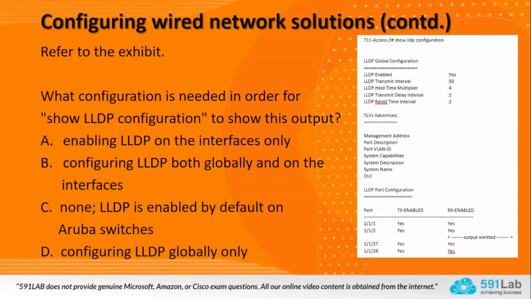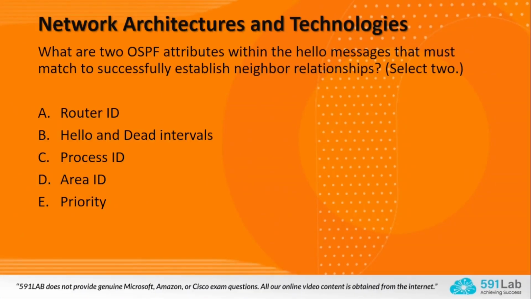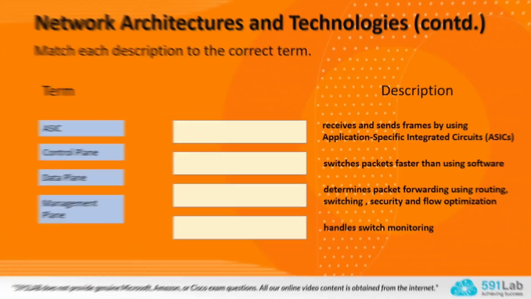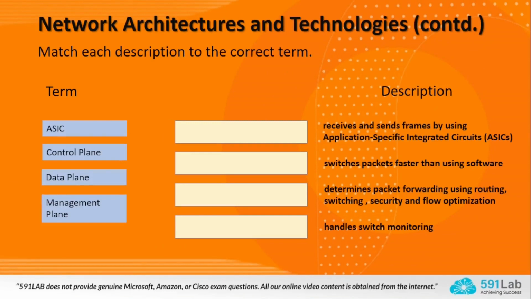Okay, refer to this exhibit. What configuration is needed in order for show LLDP configuration to show this output? So they are asking what are the two OSPF attributes within the hello messages that must match to successfully establish neighbor relationships. Okay. Match each description to the correct term. So you can see some terms: ASIC, control plane, data plane, management plane.